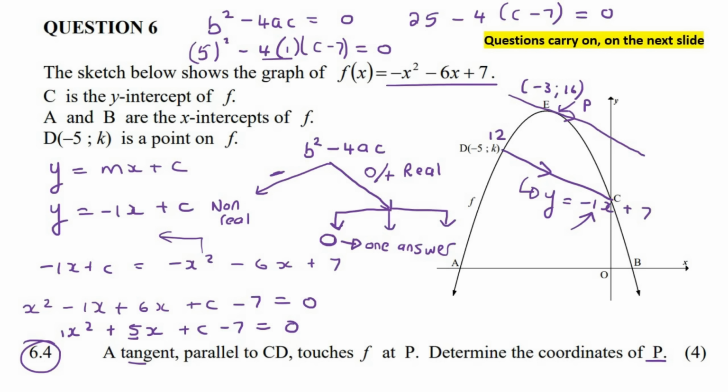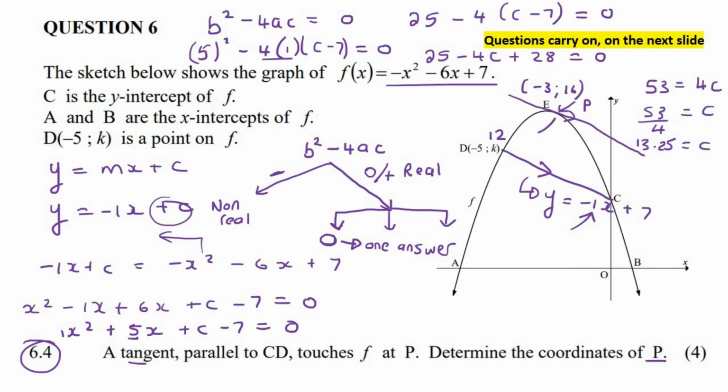Then we can just solve for c. So we're going to end up with 25, take away 4c, plus 28 equals 0. I'm going to take the 4c over to the other side, so we end up with 4c equals 25 plus 28, which is 53. Then to get c by itself, you would say 53 divided by 4, and so c would be 13.25.